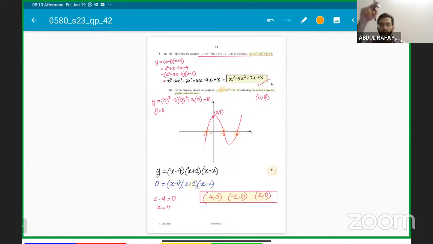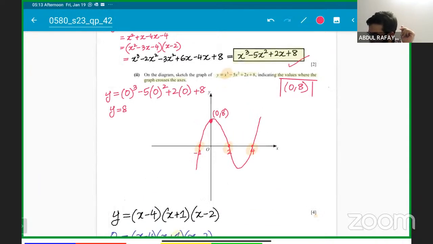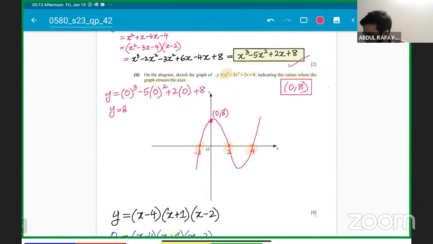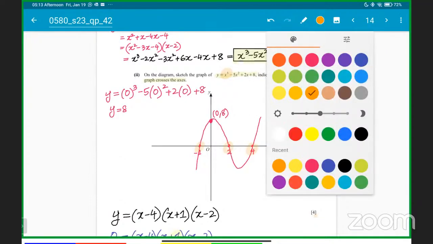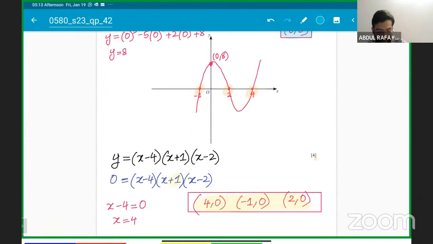One mark is for the sketching, and the other marks are for finding out the intercepts. Make sure to show this working. That 4 comma 0, minus 1 comma 0, 2 comma 0, and 0, 8 are the coordinates on the x and the y axis, because they are mentioning and they're asking you. Students, everyone with me? Following? Understood this? Clear? Everyone clear? Any problem?